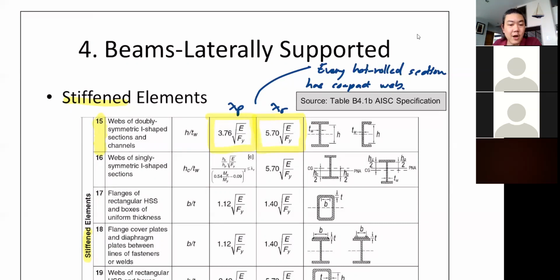If the web is not compact, the calculation becomes quite complicated. And you may have to have another class to cover everything about the slenderness of the web, not for the undergrad level. But luckily, for every hot roll section available, the web is always compact. So we don't have to worry about that, but the flange you must check. Okay, so far, any question?